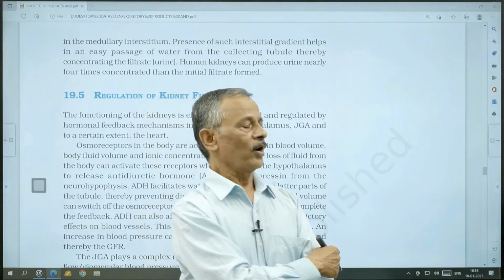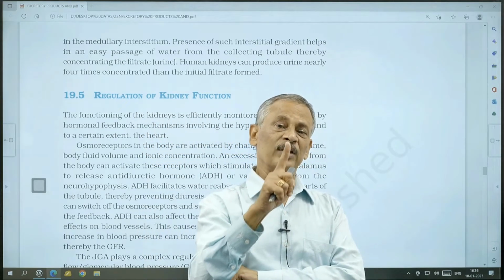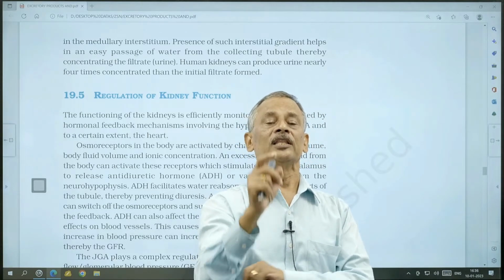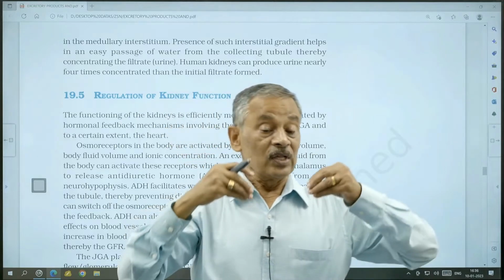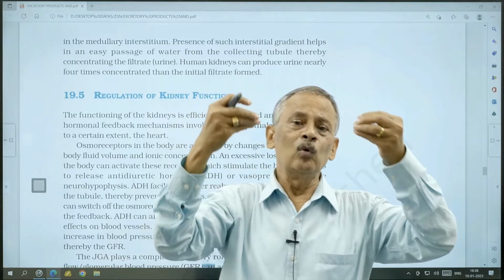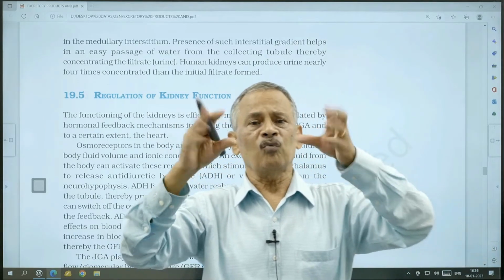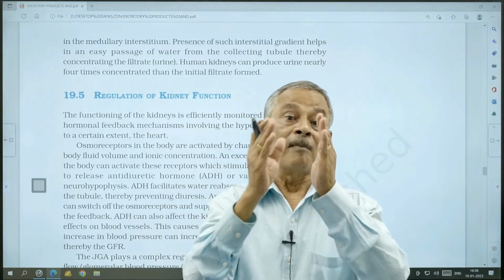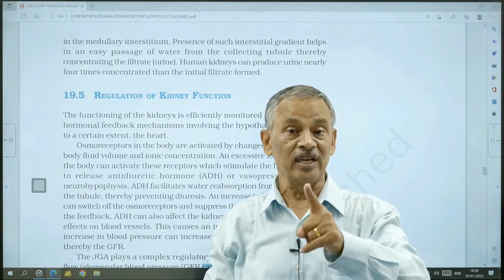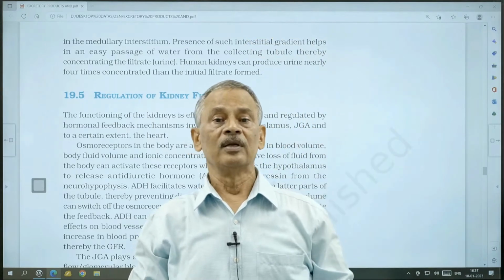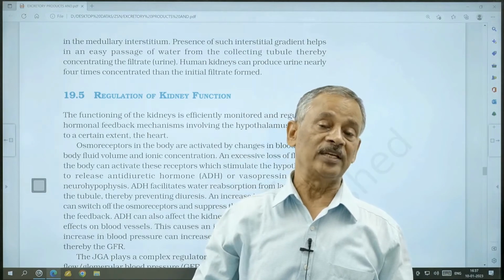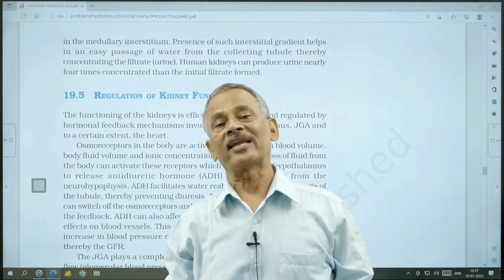Okay. 1. When there is a fall in blood level in the body. Why? Because we are losing a lot of water. When you are sending out dilute urine, a lot of water, blood becomes concentrated. That means its osmolarity increases from 300 to higher levels. Then our osmoreceptors present in different parts of the body become activated.